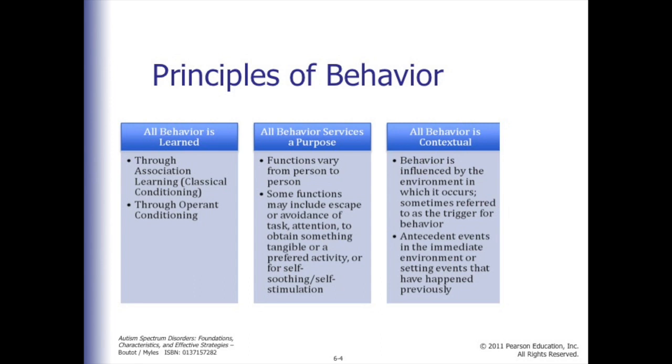Many of you should be familiar with the principles of behavior, at least on some basic level. So there are three main principles of behavior that we're going to talk about. The first one being that all behavior is learned. Behaviors may be learned through association learning, which is also called classical conditioning and respondent conditioning. This is most often demonstrated or thought of as the Pavlov's dog experiment, and it refers to behavior that is elicited by antecedent stimuli. Respondent conditioning, or classical conditioning, is a stimulus-response relation, or a reflex.